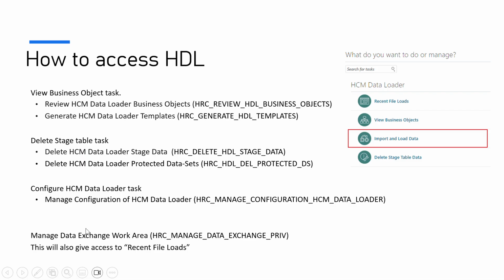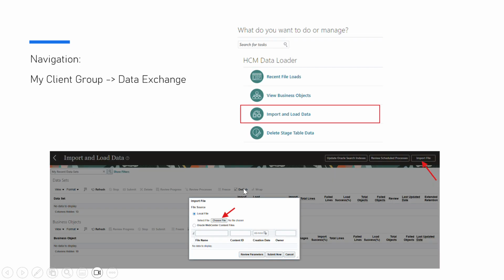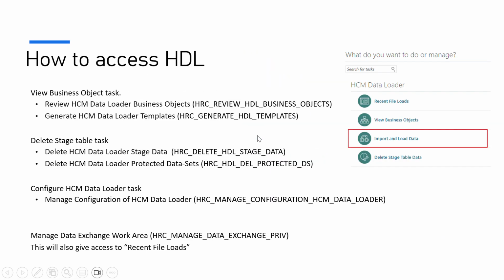Okay, and along with the above privileges, users should also have the manage data exchange work area privilege, so that the user will have access to this data exchange, and the other privileges give access to these specific tasks. Whenever a user has access to this manage data exchange work area, then by default the user will also have access to recent file loads. So we have covered all these tasks.